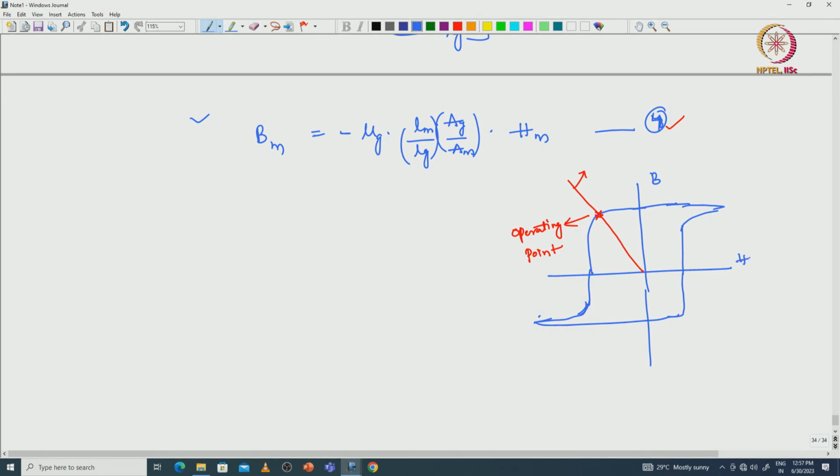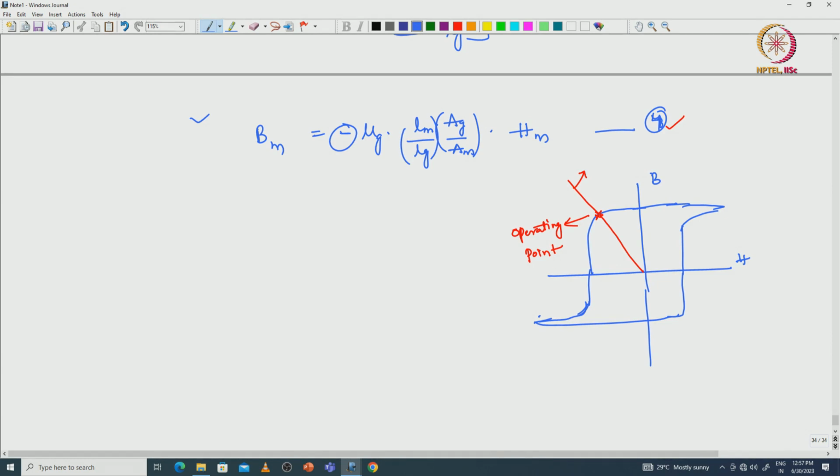We have to design the magnet with respect to this operating point, and this point will give the maximum energy product. This minus represents the operating point with respect to the second quadrant.